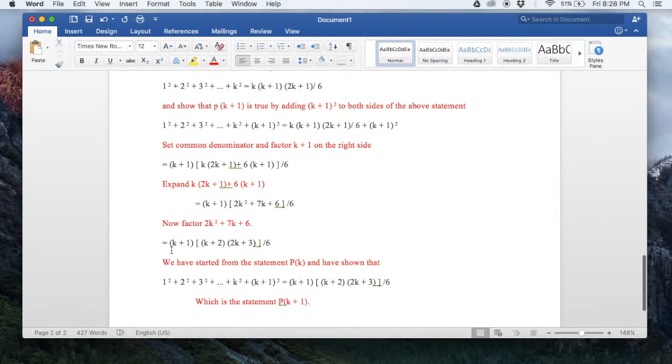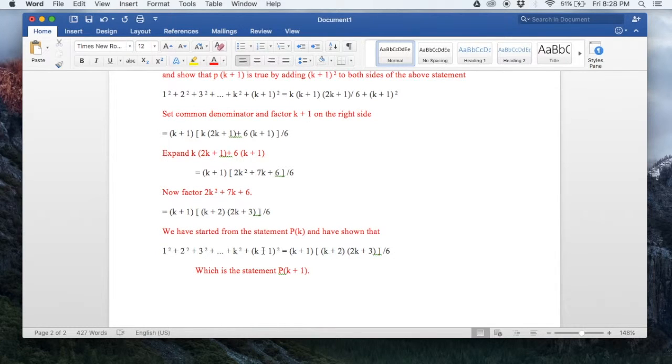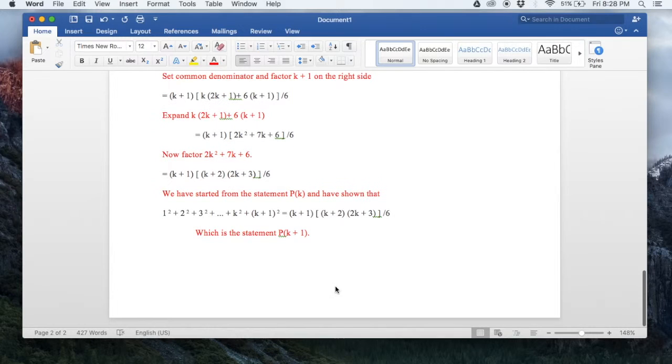So on the right-hand side, you see that we have (k plus 1) times (k plus 2) times (2k plus 3) divided by 6. So we have started from the statement P(k) and have shown that 1 squared plus 2 squared plus 3 squared plus ... plus k squared plus (k plus 1) squared equals the right-hand side, which is (k plus 1) times (k plus 2) times (2k plus 3) divided by 6, which is in fact the P(k plus 1) statement.